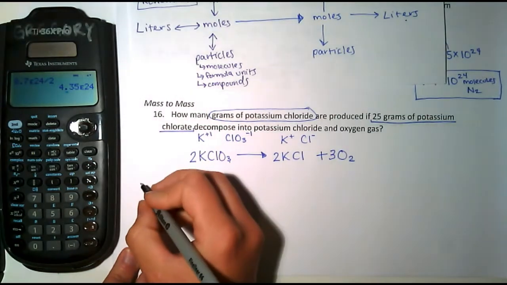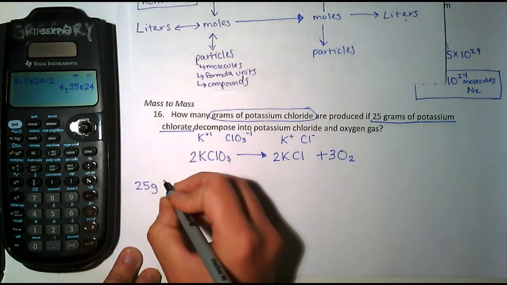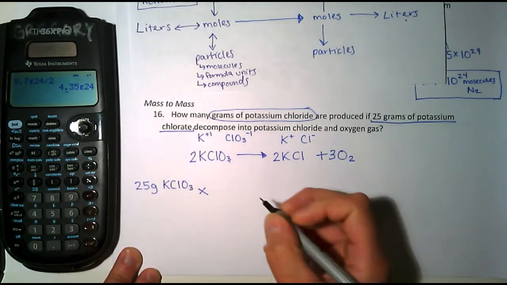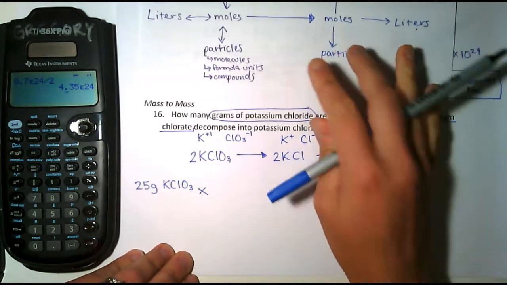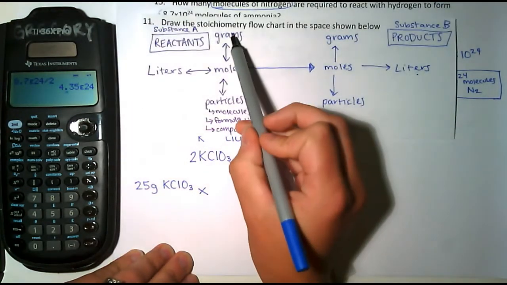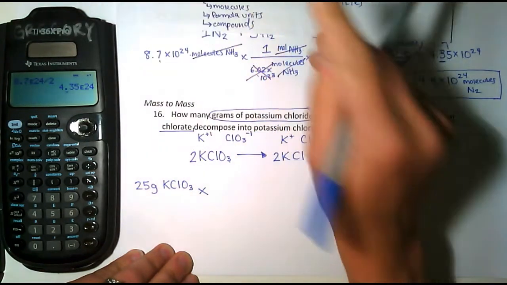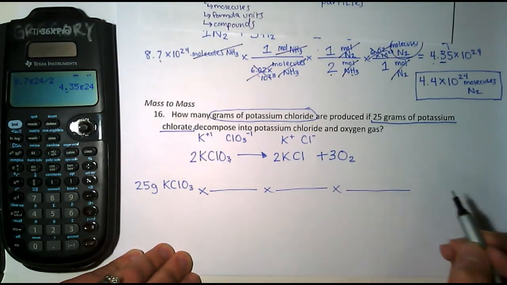So now let's write our given value, 25 grams of KClO3. And we're going to multiply by some conversion factors. And if we look up at our flow chart here, notice we're going from grams of one thing to grams of a different thing. So grams to grams, that's going to be 3 steps. So I'm going to do 3 steps here.